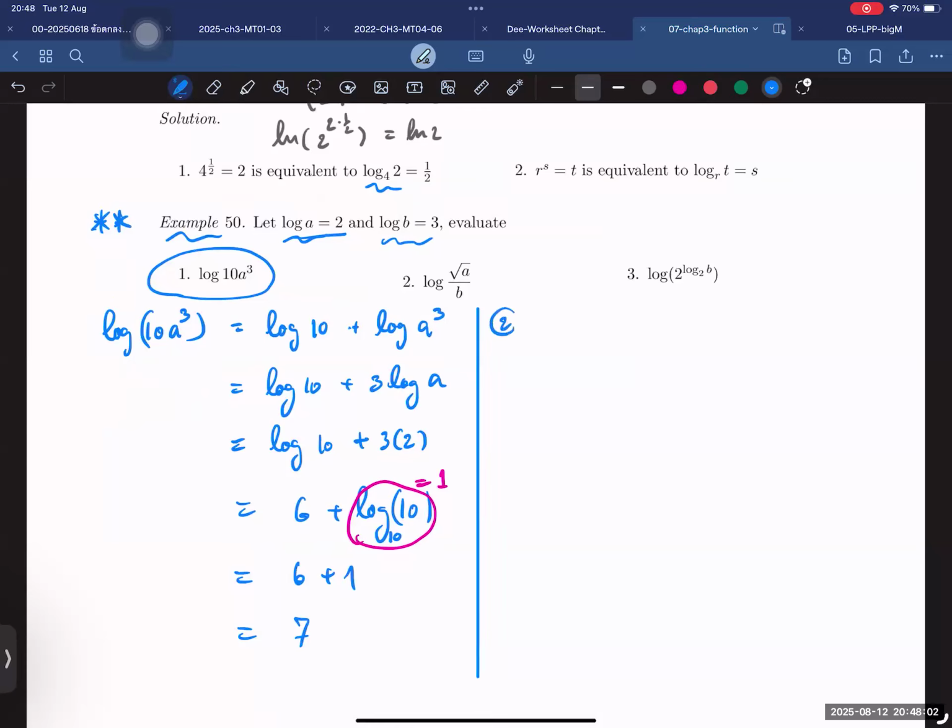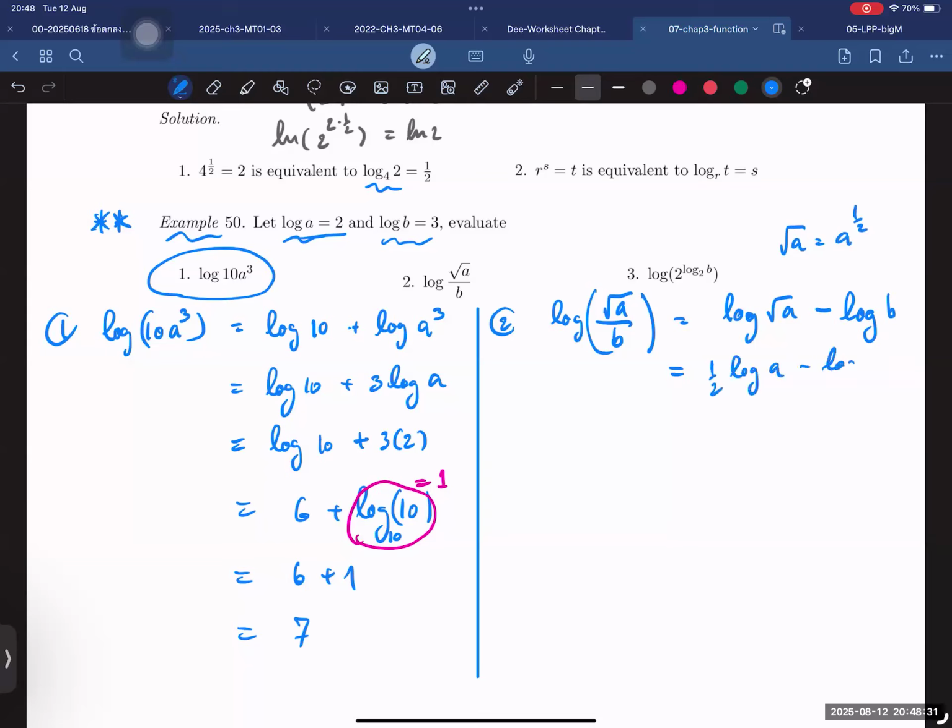And that's number 1. Number 2, we have the log of square root of a over b. So this is the log of square root of a minus the log of b, right? And they gave you log of a and log of b, but square root of a is just a to the 1/2. So we can have 1/2 log of a minus log of b. So 1/2 log of a is 1, log of b is 3. So we got 1 minus 3. So we got -2.